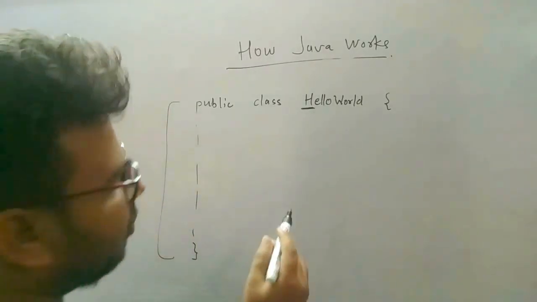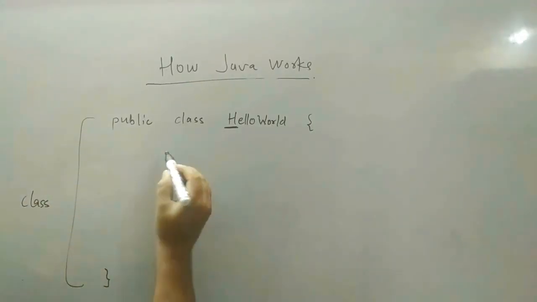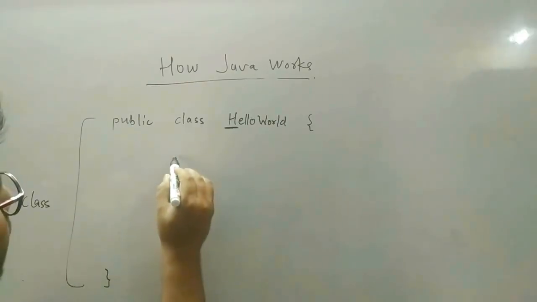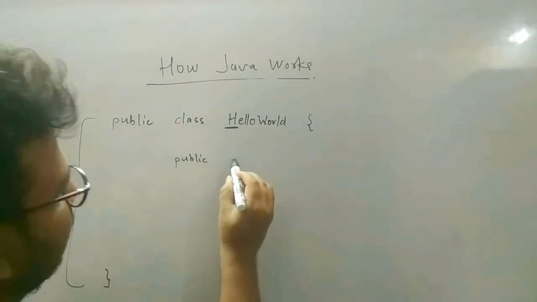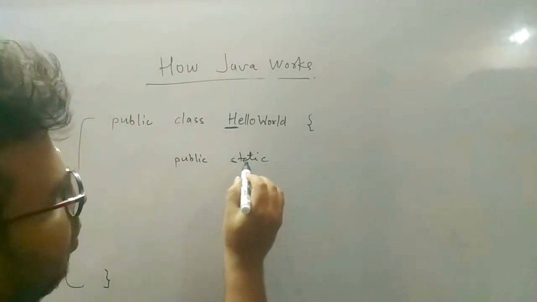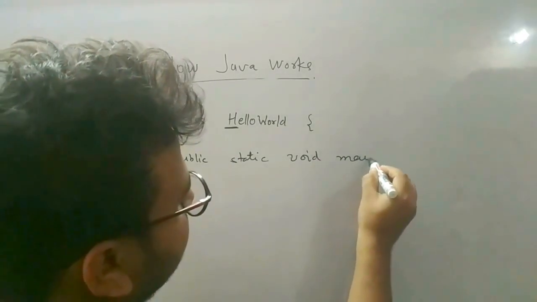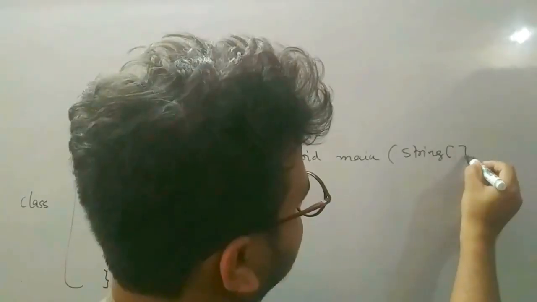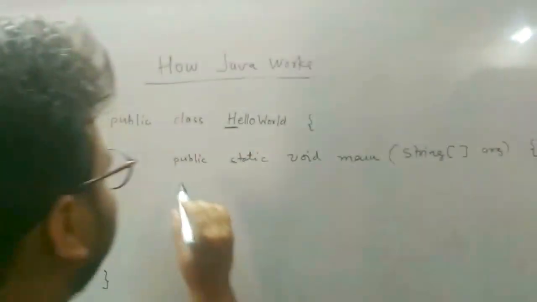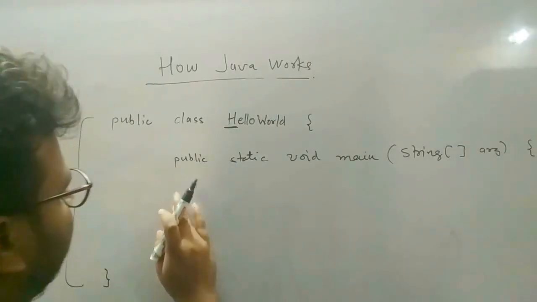In Java, everything is inside a class. So this is the class, and inside it we have a main method. The syntax of the main method is public. Public means it is accessible to everyone. Static, we will learn more about it, leave it for now. Static, void, and main. It accepts an array of strings, and then open curly braces and close curly braces.